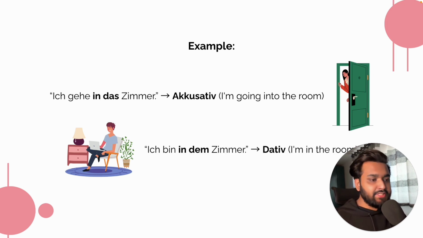On the other hand, ich bin in dem Zimmer. That's dative because I'm already in the room. Like I'm staying, or I have a specific location. That means it can be answered with the question wo. So as you know, wo is dative and wohin is accusative. So the first example, the question is wohin gehst du? Ich gehe in das Zimmer. And second example is wo bist du? Where are you? Ich bin in dem Zimmer. I am in the room. And as we know, in accusative, das remains das. On the other hand, in dative, das transforms into dem.